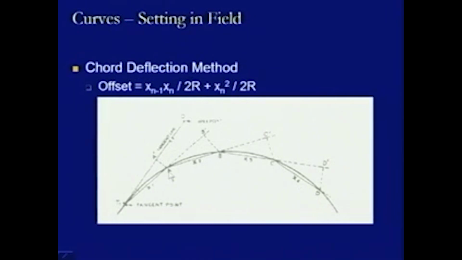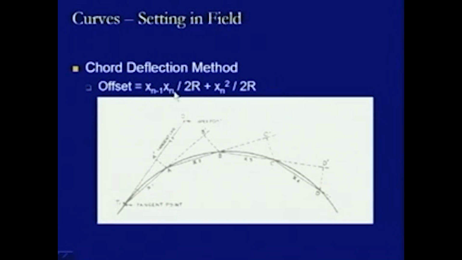Then another method is the chord deflection method. In the chord deflection method, this is a tangent which is known to us. From this tangent we find out an offset on the basis of the deflection. So, here we are computing this value as x n minus 1 into x n divided by 2r, plus x n square divided by 2r. Here this value of x is the value which is being taken from this tangent point, and this is the x1 value, and at this point the offset should be as computed by this equation.